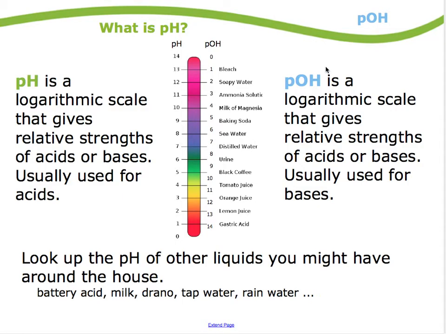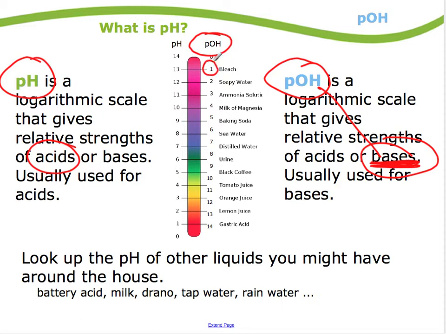Let's go back to the definition of what pOH is. As we saw similarly with pH, it's a log scale, and it gives relative strengths of acids or bases, but specifically we're looking at bases. So if you see pOH, think base. It doesn't mean it's a base, but typically it's a scale that's used for bases, and typically pH is a scale that's used for acids. Again, same scale here. So if I have a pOH of 1, that is bleach, something that is awfully powerful.